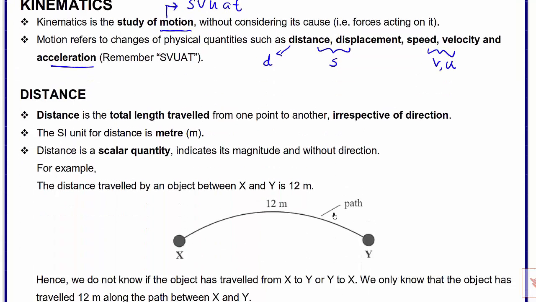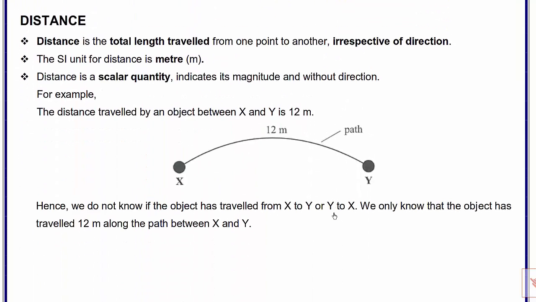Let's first take a look at what is distance. Distance is the total length traveled. It's a very simple concept. For example, if you move from X to Y, you travel this curved path, and the total length of this curved path is 12 meters. We call this the distance.